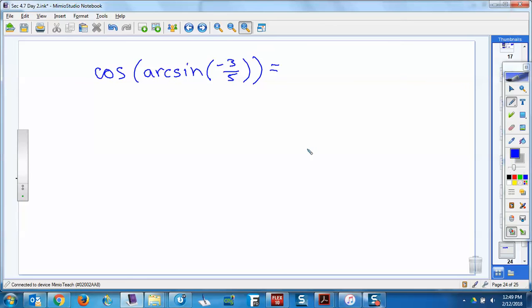Let's do another one. You guys try this one. Cosine of the arc sine of negative 3/5.